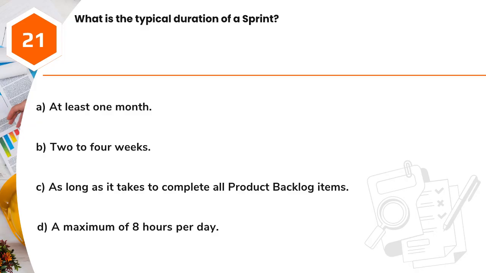Question 21. What is the typical duration of a sprint? A. At least 1 month. B. 2 to 4 weeks. C. As long as it takes to complete all product backlog items. D. A maximum of 8 hours per day.